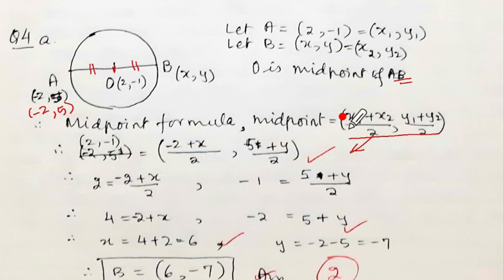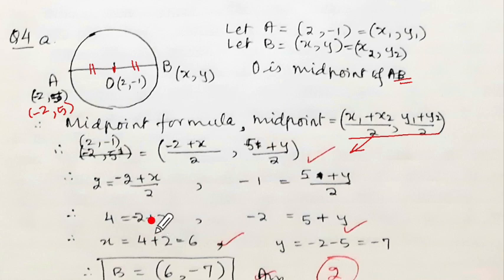Okay. So we'll write x1, that is this plus this upon 2. Can you see that? Then for y, 5 plus y upon 2. Then we equate the corresponding coordinates and we'll get 2 equal to this, and -1 equal to this. Then we cross multiply, you'll have 4 equal to -2 plus x. And here cross multiply, you'll get -2 equal to 5 plus y.